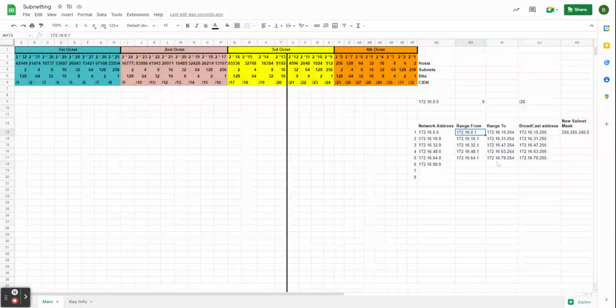Okay, so that's subnetting for Class C and Class B. I recommend you do quite a lot of practice on this to get your head around it, and happy subnetting.